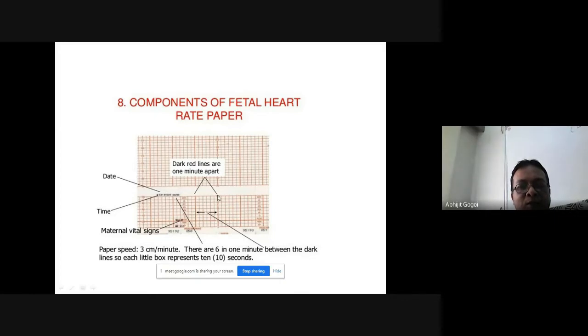So 1, 2, 3, 4, 5, 6 boxes. One box is 10 seconds, so 10 seconds, 20, 30, 40, 50, 60 seconds. This is 1 minute. If you travel from here to here, it takes 1 minute. If you travel only 2 boxes, you have taken 20 seconds. If you travel 3 boxes horizontally, the time taken is 30 seconds. So one small box is 10 seconds, and the distance between 2 dark lines is 1 minute.